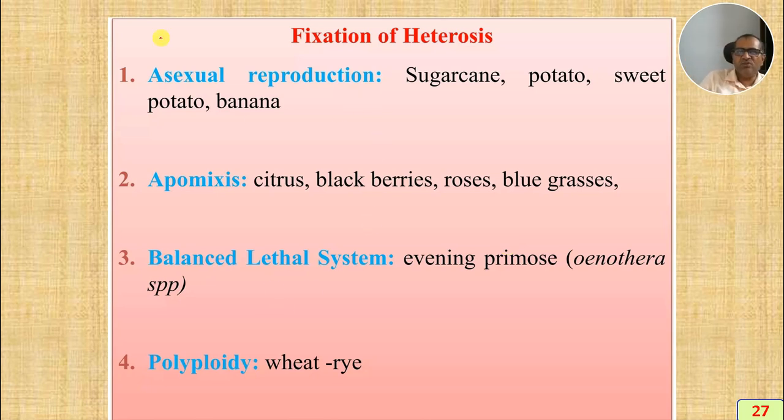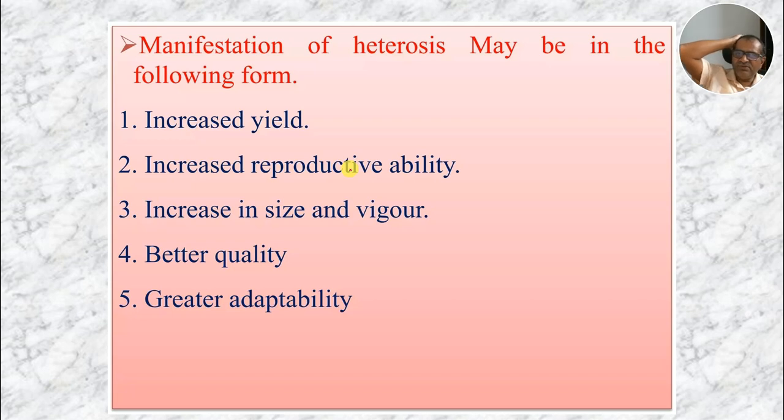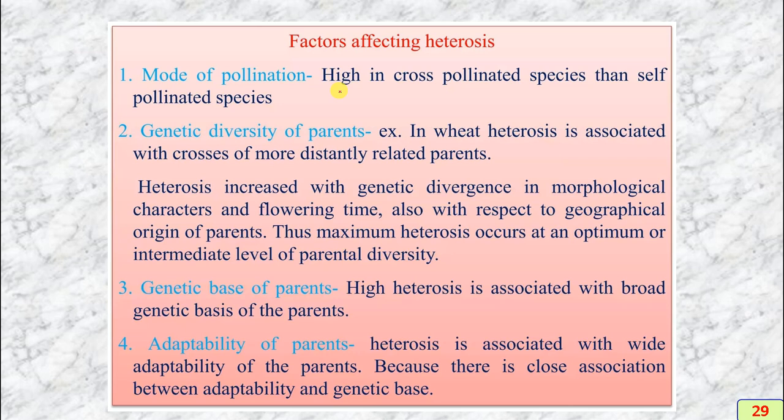The fixation of heterosis is also done by asexual reproduction, apomixis, the balanced lethal system, and also by polyploidy. For example, in different crops this experiment has been done. The manifestation of heterosis may be in the following forms: increased yield, increased reproductive ability, increase in size and vigor, and better quality and greater adaptability.